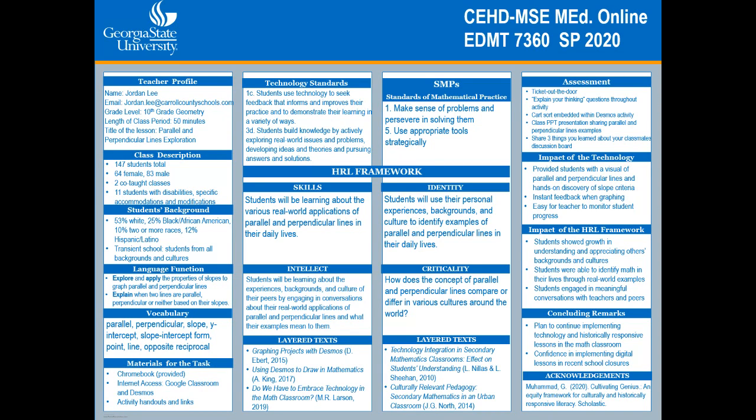For this lesson, students are learning about the experiences, backgrounds, and culture of their peers by engaging in conversations about the real-world applications of parallel and perpendicular lines and what their own personal examples mean to them. And lastly, criticality is how you will engage your students thinking about power, equity, and anti-oppression in society and in the world. For this lesson, our criticality component was how does the concept of parallel and perpendicular lines compare or differ in various cultures around the world.